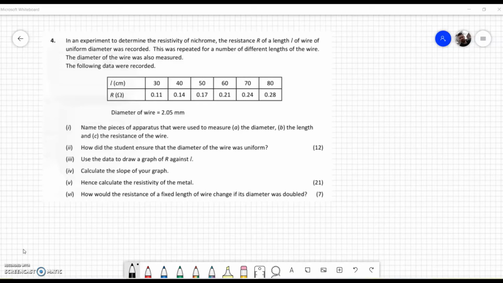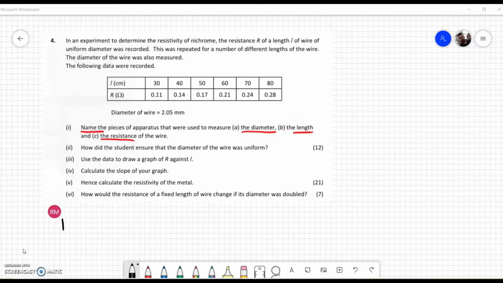They gave us, as you can see, 6 pairs of data for L and R, and they also produce a single value for the diameter of the wire. Typically this experiment was done in previous years with calculations, but we can also do it with a graph, which we will go through today. First thing is question 1, name the pieces of apparatus. It's only asking you to name them to measure the diameter of your wire, the length of your wire, and the resistance of your wire.